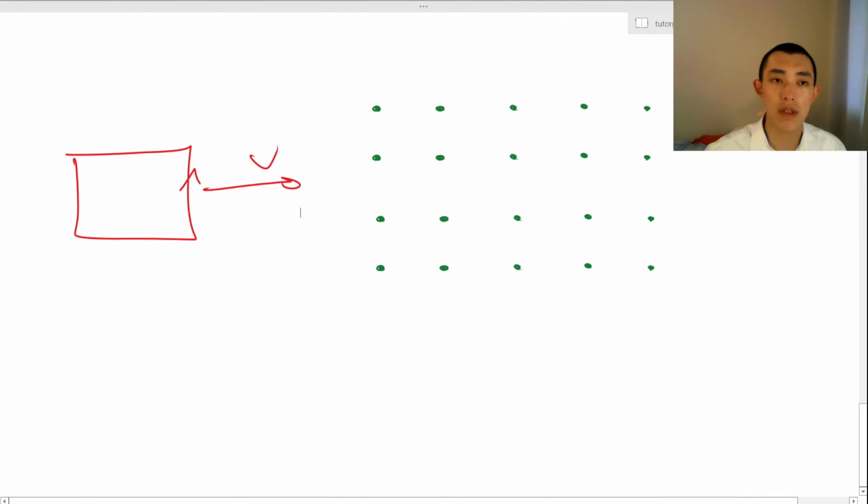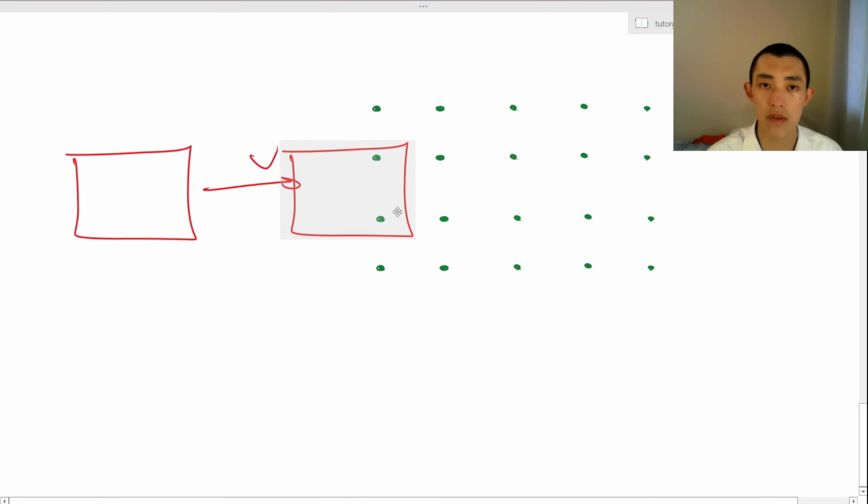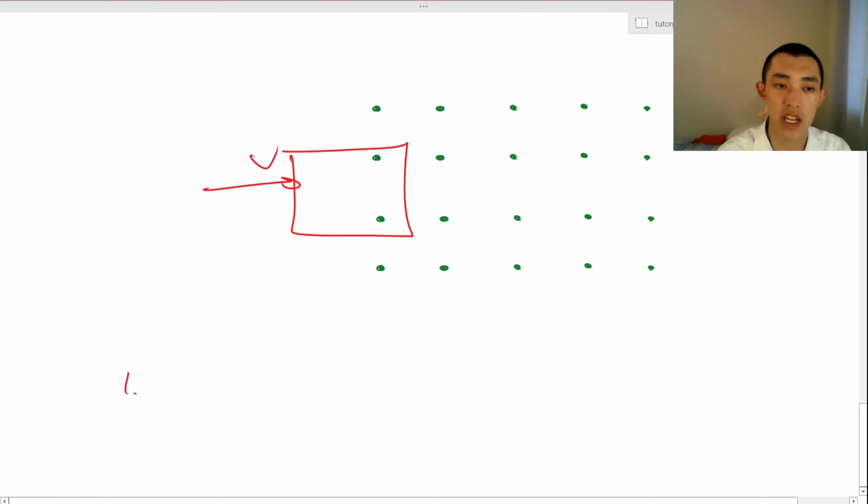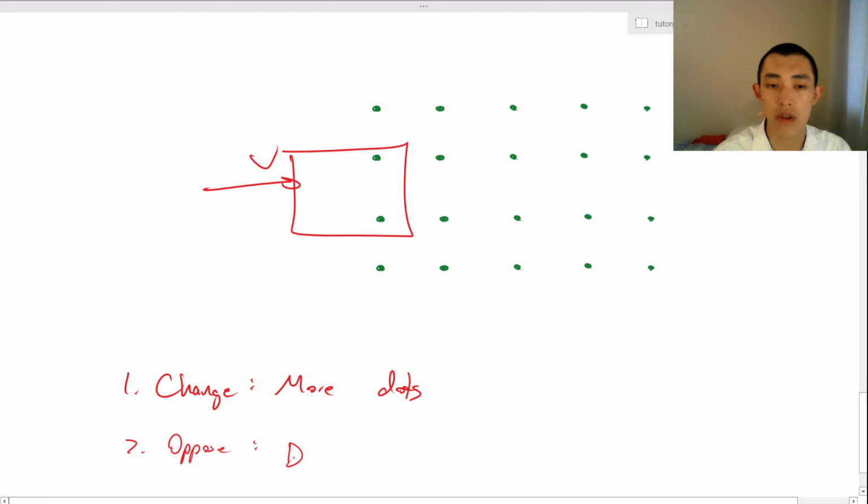So what's going to happen here is that as I have my loop enter into this field, first of all, let's identify the change. The change is we have more dots, right? We have more dots. Okay. So the second of all, we want to identify how to oppose. So definitely we want to decrease dots. There is a problem though.